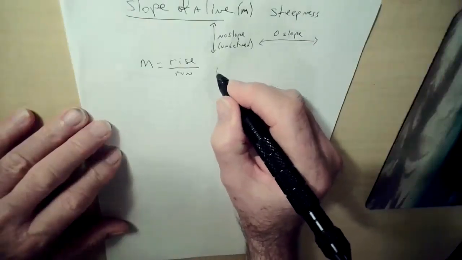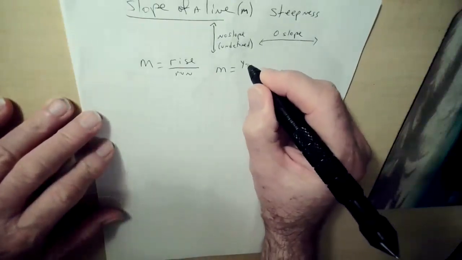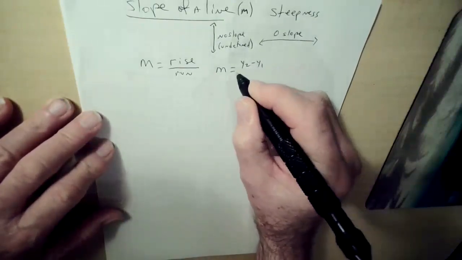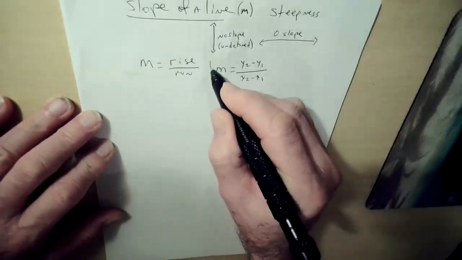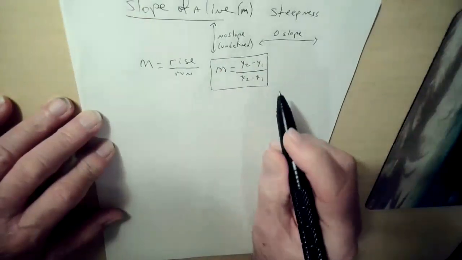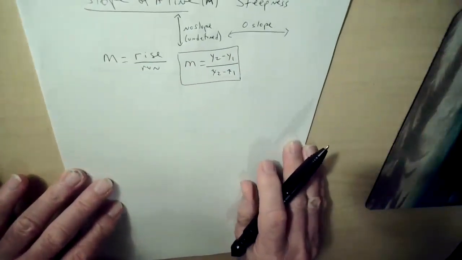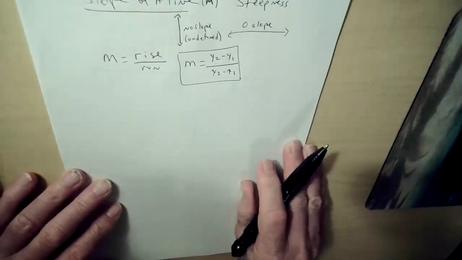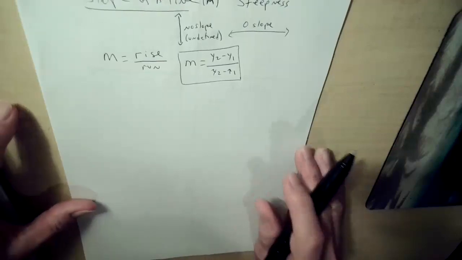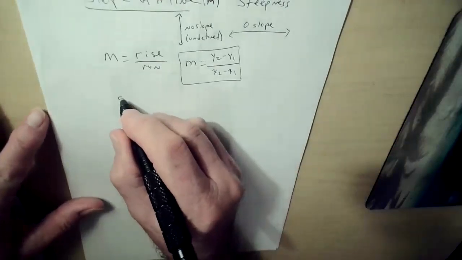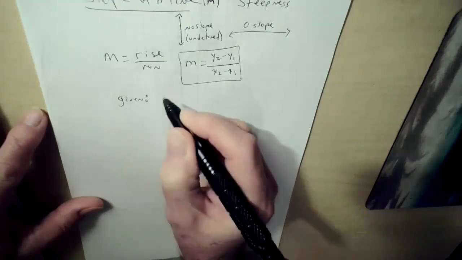We'll talk about this more later. Slope is y2 minus y1 over x2 minus x1. Now, what in the world does that mean? This is very, very important. How do you find slope if you're given 2 points?